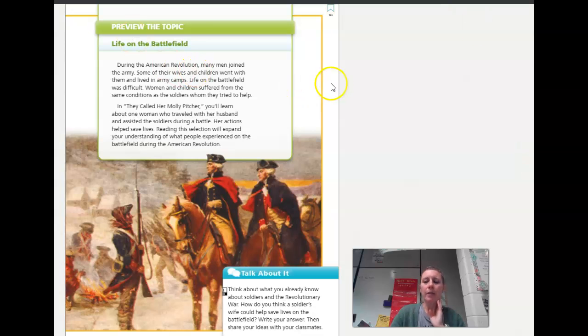So some background knowledge about the American Revolution. During the American Revolution, many men joined the army. Some of their wives and children went with them and lived in army camps. Life on the battlefield was difficult. Women and children suffered from the same conditions as the soldiers whom they tried to help. In They Called Her Molly Pitcher, you'll learn about one woman who traveled with her husband and assisted the soldiers during a battle. Her actions helped save lives. Reading this selection will expand your understanding of what people experienced on the battlefield during the American Revolution.